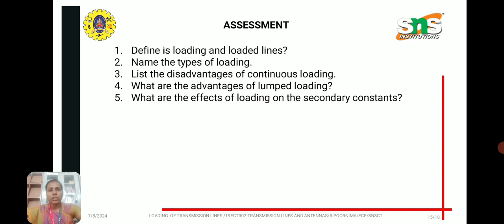What are the effects of loading on secondary constants? We have discussed the secondary constants like attenuation. The attenuation constant is reduced and the phase constant is increased. These are the assessment questions.